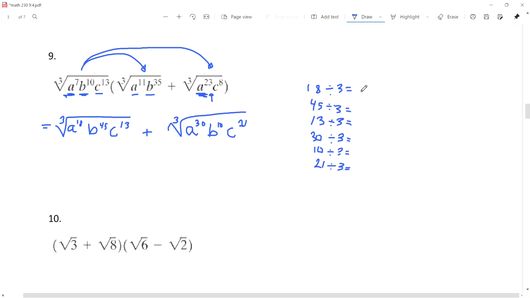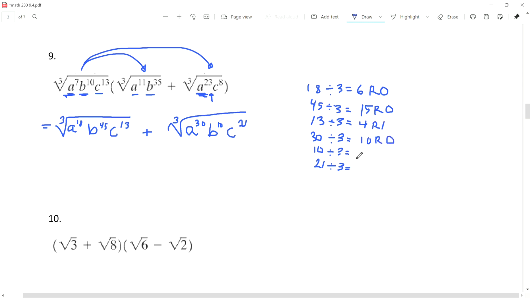18 divided by 3, that's 6 with a remainder of 0. 45 divided by 3, that's 15 with a remainder of 0. 13 divided by 3, that's 4 with a remainder of 1. 30 divided by 3, that's 10 with a remainder of 0.